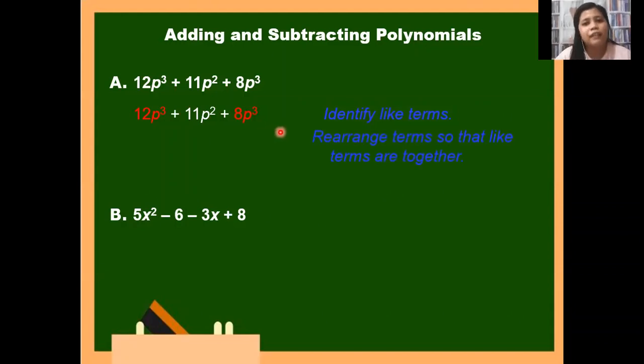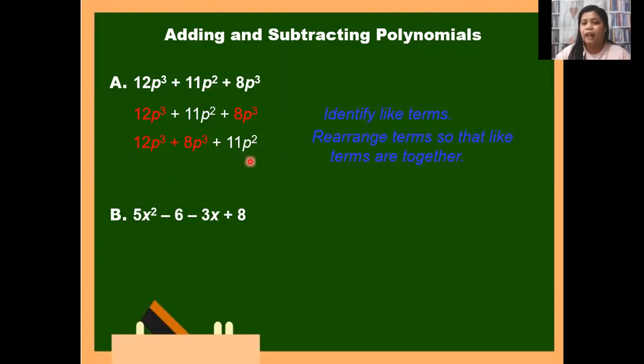Now, after identifying the like terms, we can rearrange the terms so that like terms are together. So let's arrange it para magkasama na yung ating mga similar terms. So please take note that when you are rearranging the terms, always include the sign or the operation of it. Because if you will not include it, there's a big possibility that you will come up with the wrong answer. So there. Since we are done rearranging our given, we now have 12p cubed plus 8p cubed plus 11p squared.